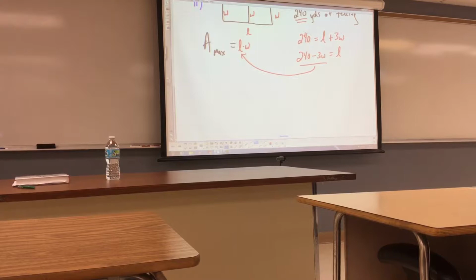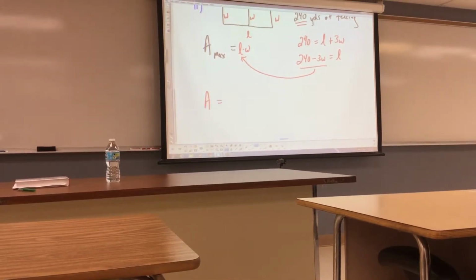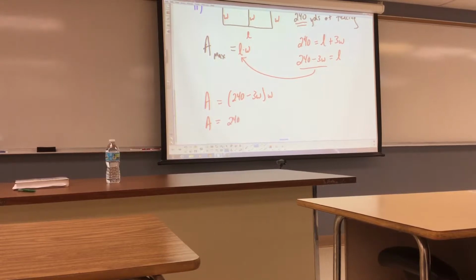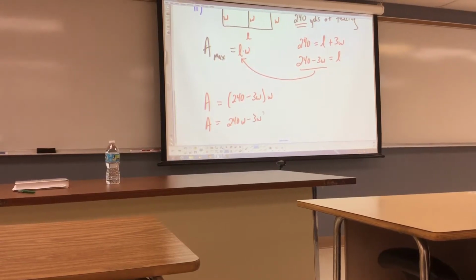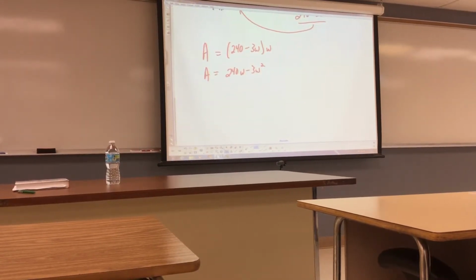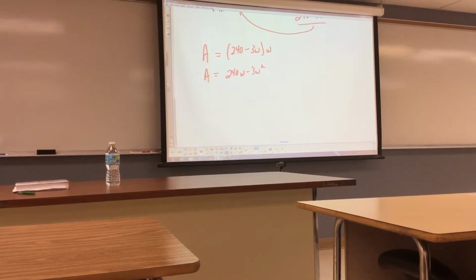You can use X's and Y's, you can use whatever letters you want. So my area then is going to equal 240, take away 3W, times W again. Let's clean that up. 240W minus 3W squared. So now that's my formula in terms of one variable.